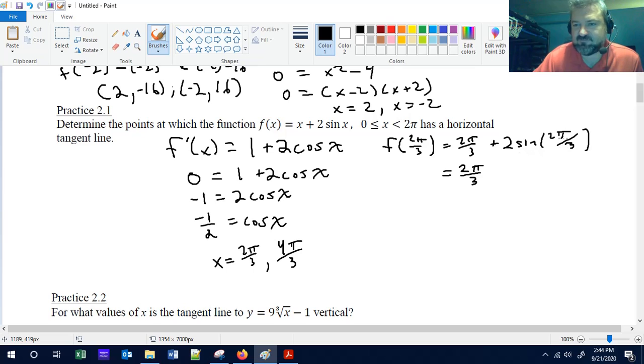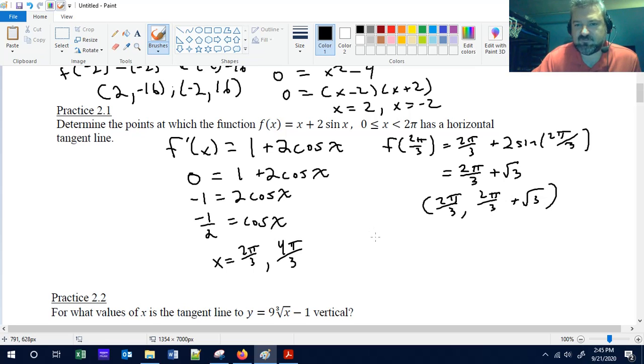They'll get the sine of 2 pi over 3. That's in quadrant 2 where sine is positive. Square root of 3 over 2 times 2 is just the square root of 3. And we could get a common denominator, make that 2 pi plus 3 root 3 over 3, but I'll just leave it like that. So that point is 2 pi over 3, comma, 2 pi over 3 plus root 3.